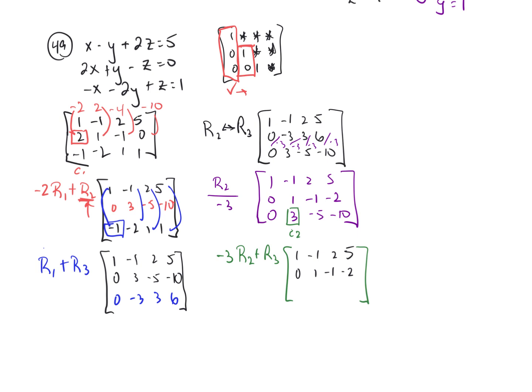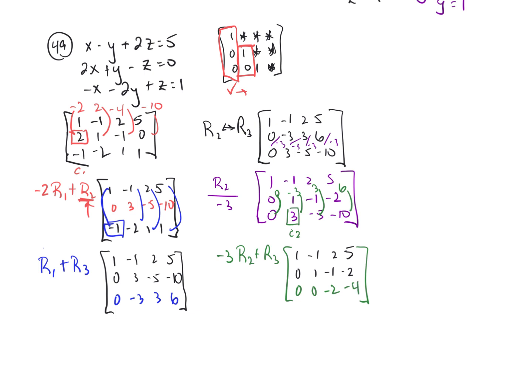In row 3, I have to multiply row 2 by -3. Okay, so 0 times -3 is 0. 1 times -3 is -3. -1 times -3 is +3. And -2 times -3 is +6. Now I'm going to add those to row 3. So I'll have 0, I'll have 0, -2, and I'll have -4.